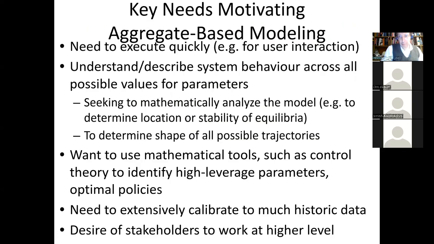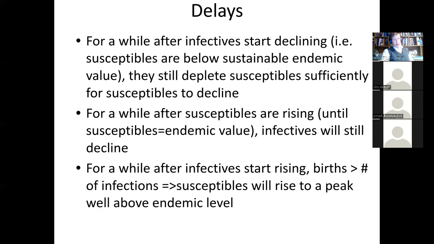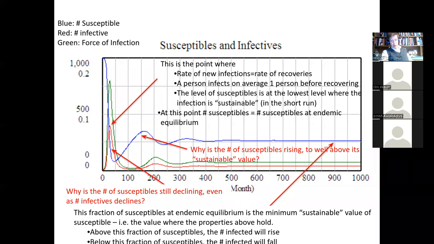So let's go back to the diagram. There we are. No, not that one. This one. So tell me, at that peak, how many people does each infective infect before they recover? Where the number of infectives is not going up, not going down, how many people is each infective infecting at the peak? One is right. That's why it's not going up and not going down.